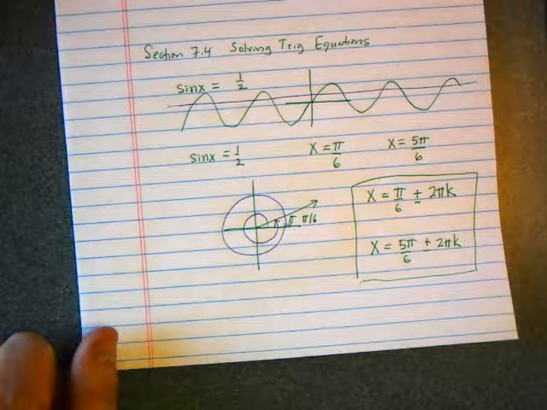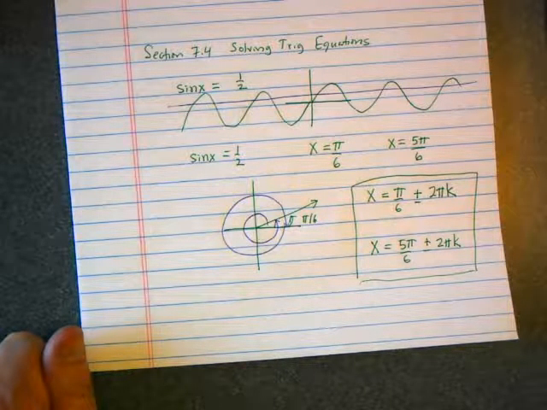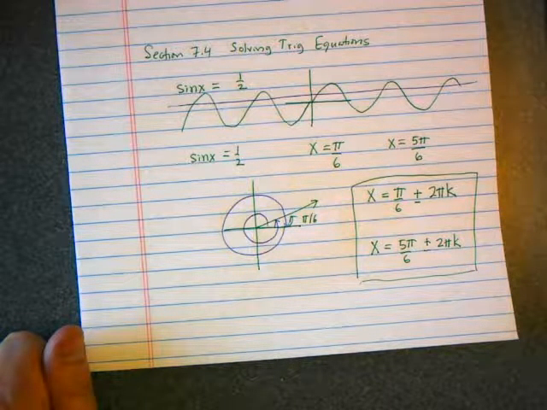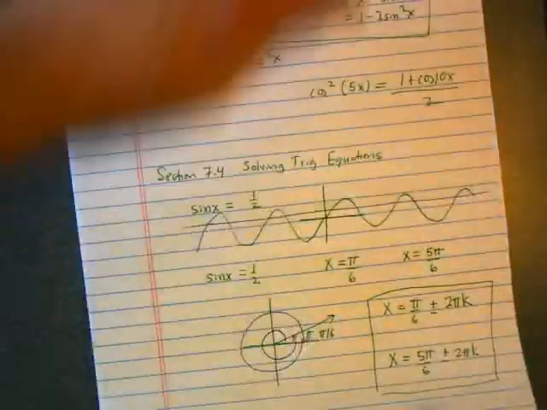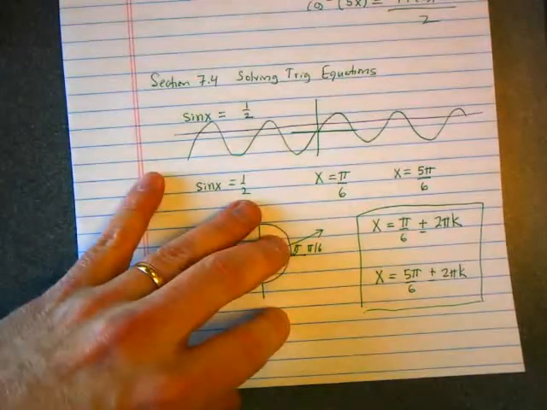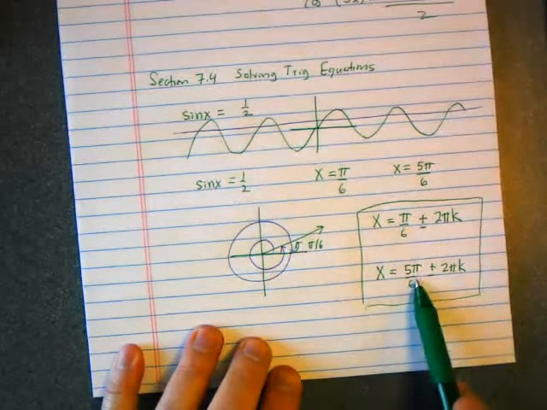Questions on that? Because every other answer is coterminal to one of these 2, which is a fancy way of saying just add a whole bunch of revolutions around the circle, however many you want.